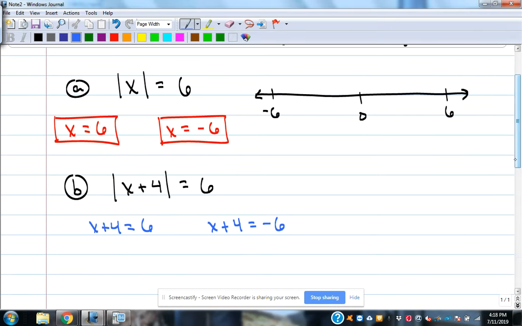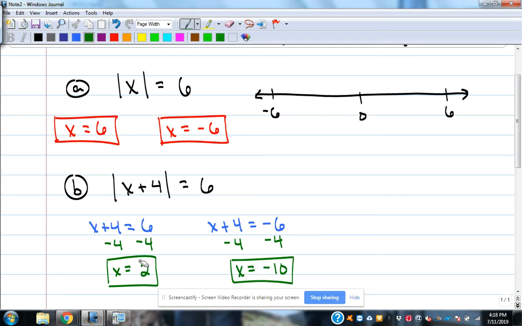So whatever's in the absolute value there, as long as the absolute value part is by itself, and we're going to see some that we've got to do a little bit of work to before they can do that, we set up 2 equations, one equal to the positive, one equal to the negative, and then we solve it. Get x by itself. These are not too bad. You just subtract 4. 6 minus 4 is 2. So one of the answers would be positive 2. And then subtract 4 here, and x equals negative 10.